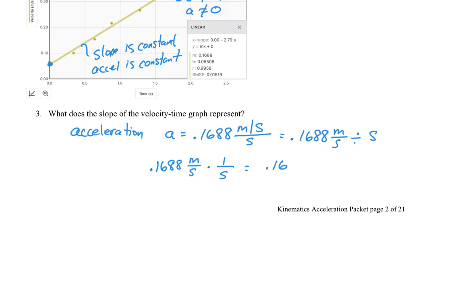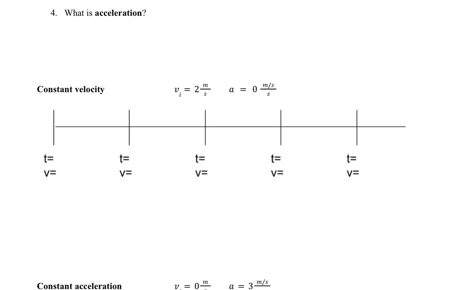So we get 0.1688 meters per second squared. And meters per second squared is going to be our standard units for acceleration. We're going to see those a lot. So we can fill in this next question.